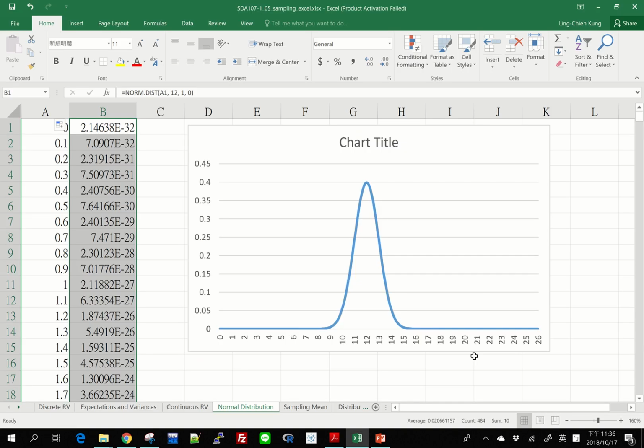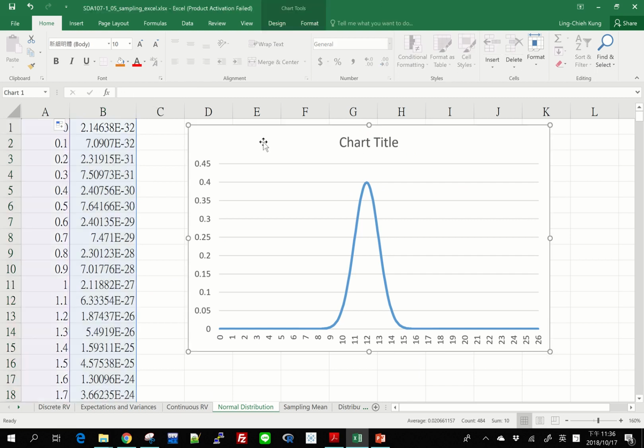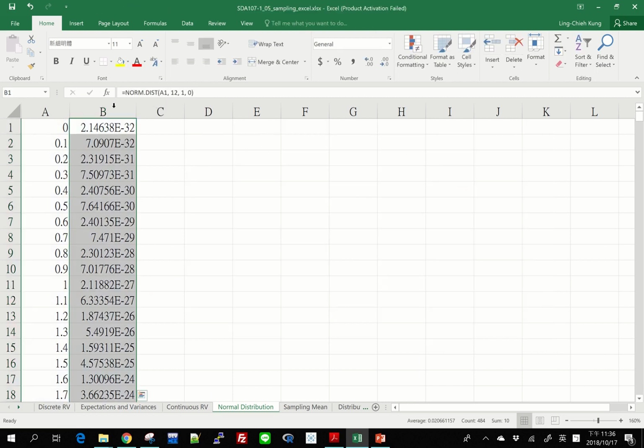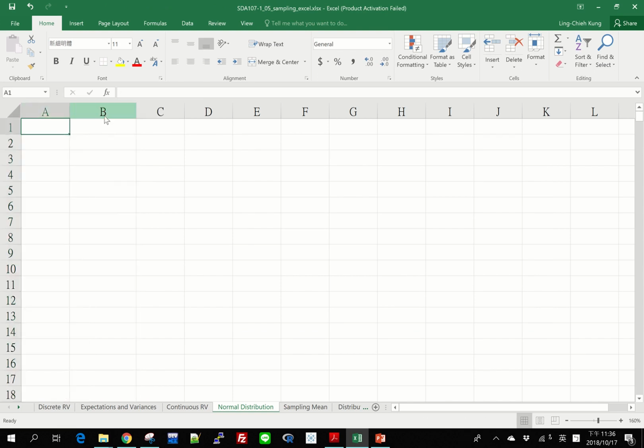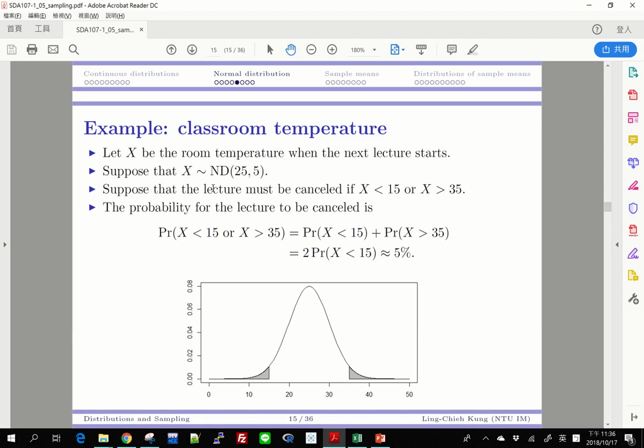Basically, we just need to use again that NORM.DIST function. And all we need to do now is to change from PDF to CDF. So very quickly, let's see how to do it. For example, here, I have a normal random variable whose mean is 25 and the standard deviation is 5. Okay, how about we start from a cutoff value that is 15.